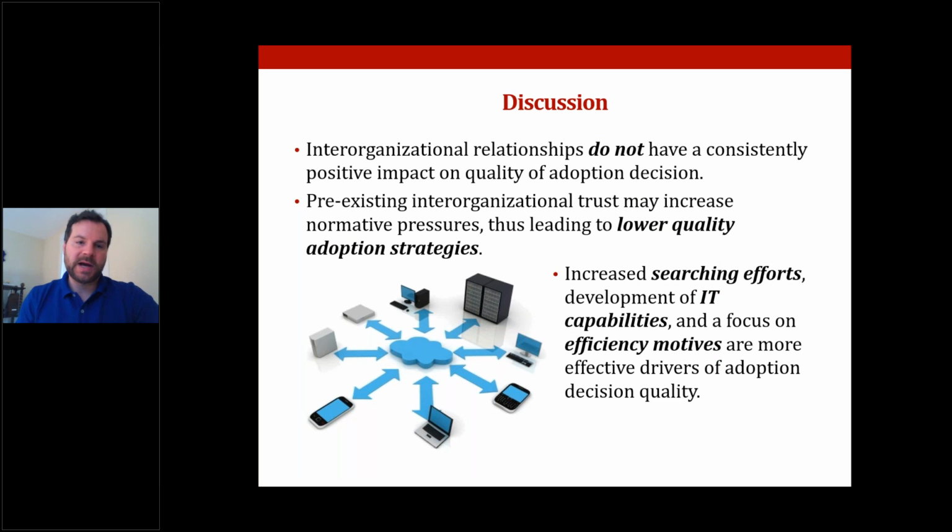So these relationships do not have a consistently positive impact on quality of adoption decision. Trust can actually increase normative pressures and lead to lower quality decisions. And instead, firms, like I said, should increase their searching efforts. They should spend the money to develop their own IT capabilities at this point. Don't outsource it, and focus on getting the most efficient product, something that's going to save them time and money. That would be a major reason for adopting a new technology, because it is, in a B2B sense, going from traditional software to software as a service. Ideally, that's saving you some time and money.